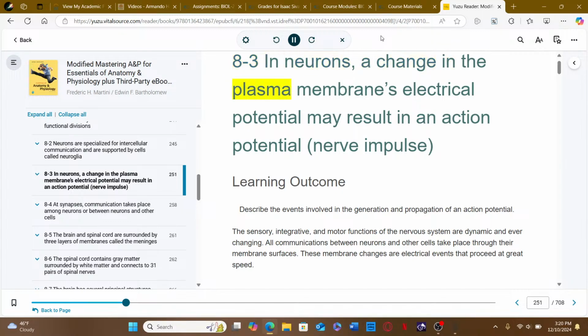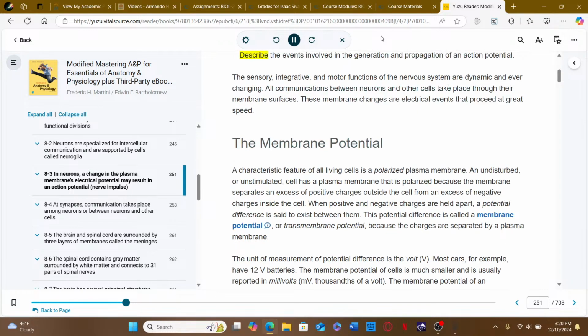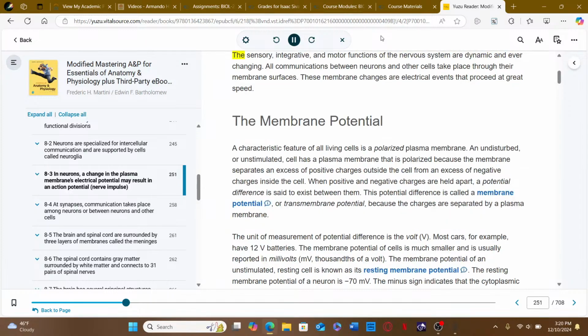8-3 In neurons, a change in the plasma membrane's electrical potential may result in an action potential, a nerve impulse. Learning outcome: describe the events involved in the generation and propagation of an action potential. The sensory, integrative, and motor functions of the nervous system are dynamic and ever-changing. All communications between neurons and other cells take place through their membrane surfaces.